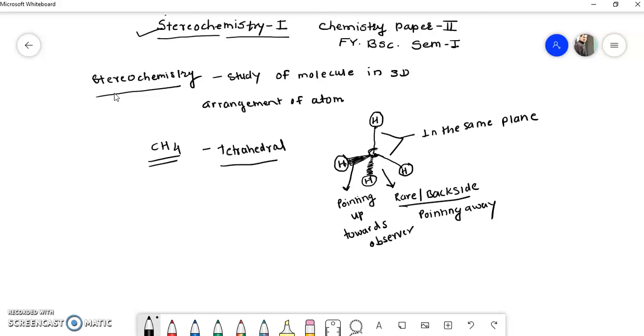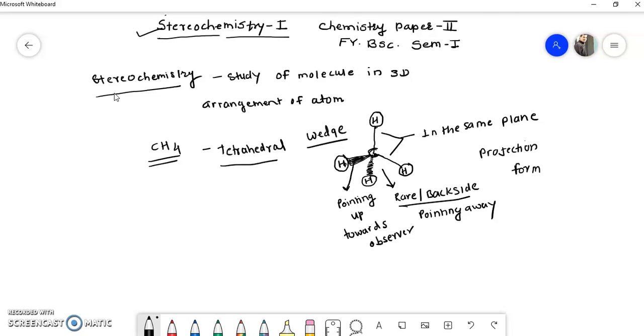So in this way, a molecule can be drawn in the plane of paper, or in this way a molecule can be shown in three dimensions. One group is pointing towards you, one group is pointing away from you. The group which is pointing towards you will be shown by a wedge line. This solid line is called a wedge line, remember. And this is a dotted line, the rear line. So one group is pointing towards you, one group is pointing away from you, and two groups are in the same plane. This representation of the molecule in three dimensions is called a projection formula.